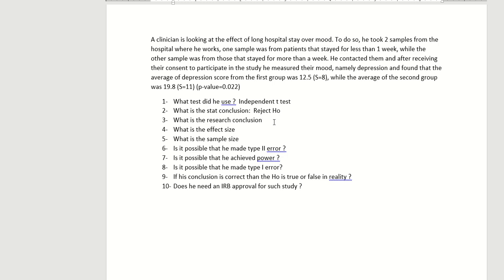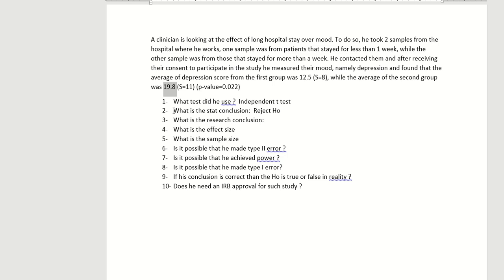What is the research conclusion? All right, so the research conclusion is going to be that there is a difference between the 2 groups. But where is that difference? Well, look at the average. The average depression for the first group is 12.5, whereas it's 19.8 for the second group. And then, therefore, the research conclusion would be that the difference observed is statistically significant. We have evidence to suggest that those that stayed longer have a higher score on depression than those that stayed shorter. Okay?